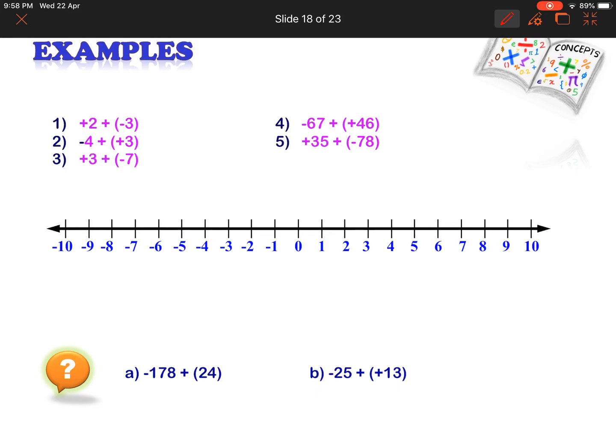First example, plus 2 plus minus 3. We are adding negative integer. We will move towards left, take plus 2 on the number line, move 3 places to the left, 1, 2 and 3, gives us answer as minus 1. Minus 4 plus 3. We'll take minus 4 and we will move towards right because we are adding positive integer 1, 2 and 3, which gives us minus 1 as answer.